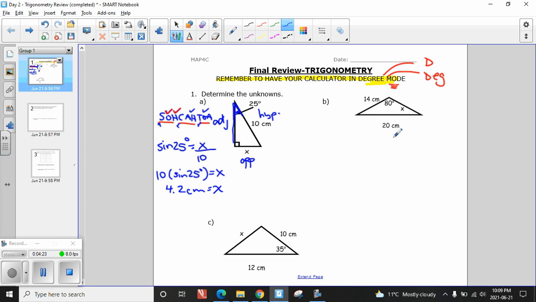Okay, next one is a non-right triangle. It is not a right triangle. So here we can't use SOHCAHTOA, we can't use Pythagorean theorem, but we have sine law and cosine law as tools at our disposal. To start with, I'm looking to see where the unknown is. That's over here in the bottom right, where the angle x is marked.